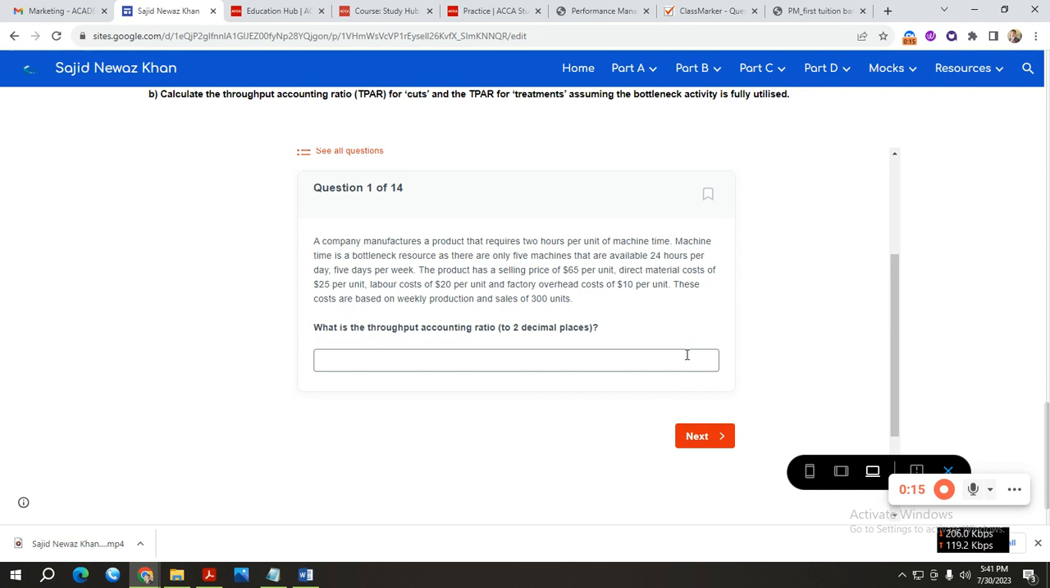So the first question is: a company manufactures a product that requires 2 hours per unit of machine time. Machine time is the bottleneck, and there are only 5 machines that are available 24 hours per day, 5 days per week. The product has a selling price of $65 per unit, direct material cost of $25 per unit, and labor cost of $20 per unit. The factory overhead cost is $10 per unit. These costs are based on a weekly production and sales of 300 units. A lot of information there. So what is the throughput accounting ratio?